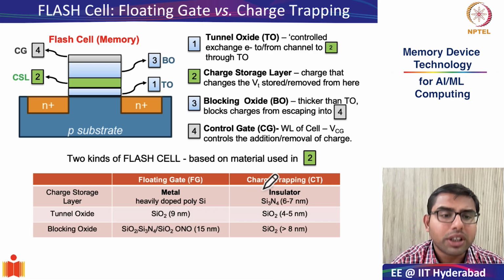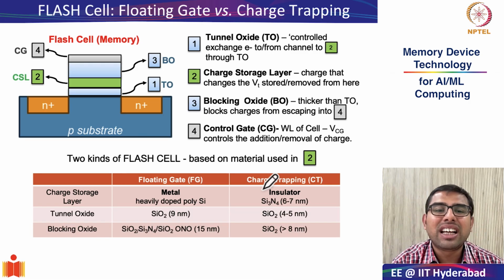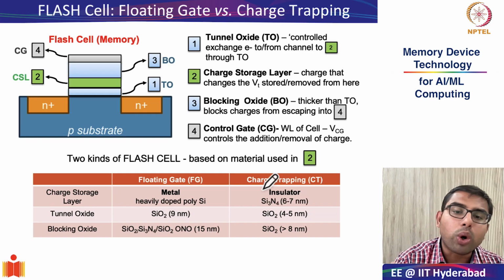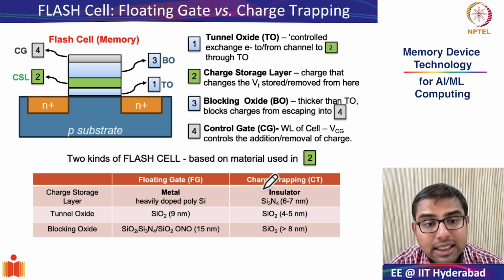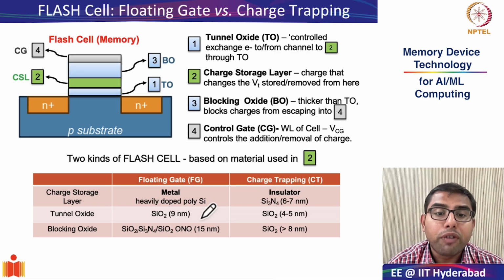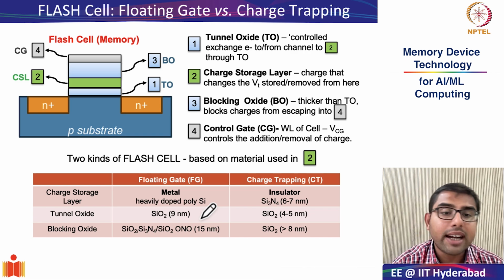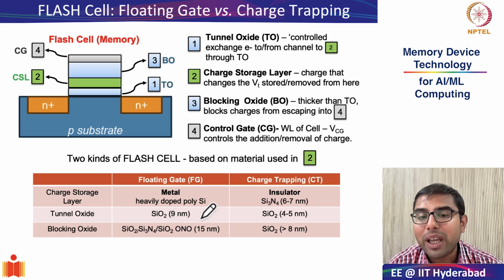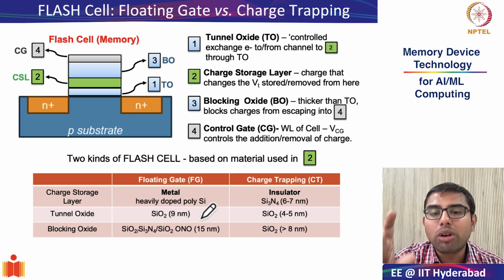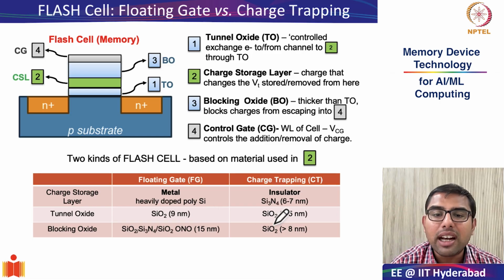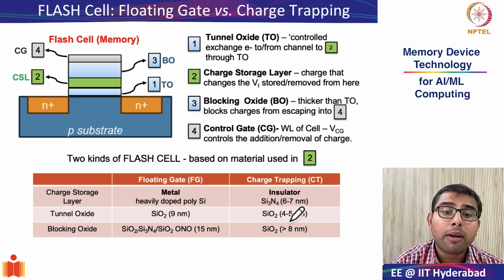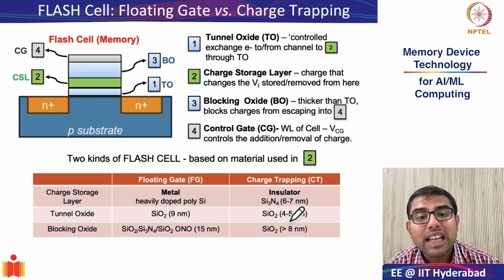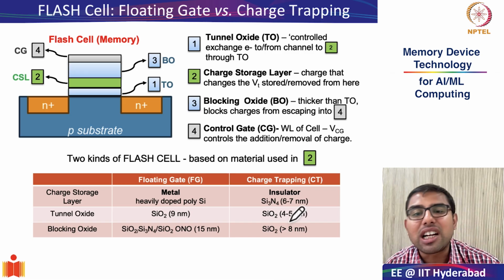The next important difference is what are the thicknesses and quality of tunnel oxide or the material of the tunneling and the blocking oxide in the floating gate and the charge trap cell. Whereas the tunnel oxide for floating gate transistors or floating gate flash cell is 9 nanometers of SiO2, roughly 9 nanometers. Because charge trapping is a newer generation, you have also tried to scale down the thickness of your tunneling oxide to 4 to 5 nanometers. But more importantly is the difference between the blocking oxide of the floating gate and the charge trapping cell.